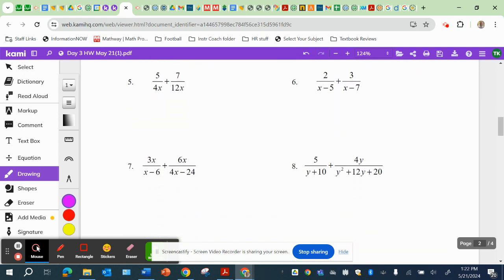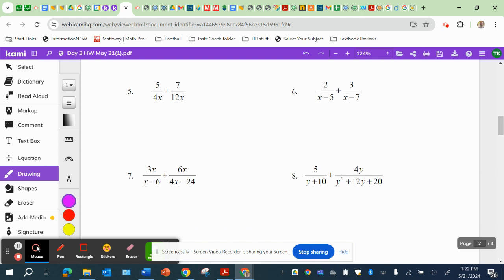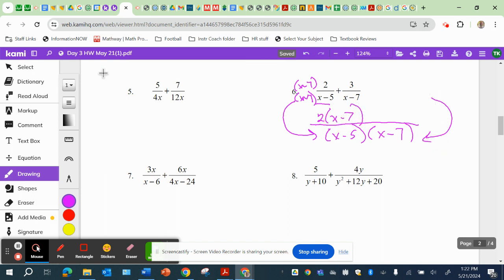So if you pick one that is not the same denominator, you follow the same steps. I need the x minus 5, and I need the x minus 7. So now I look, what did I have to do to get here? I had to multiply by x minus 7. So if I multiply the denominator by x minus 7, I multiply the numerator by x minus 7. And to go from here to here, I had to multiply by x minus 5. So I'm going to multiply both by x minus 5.